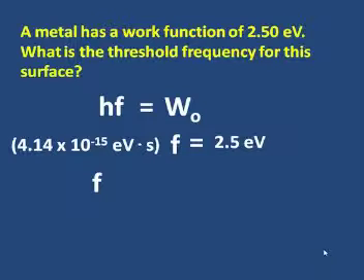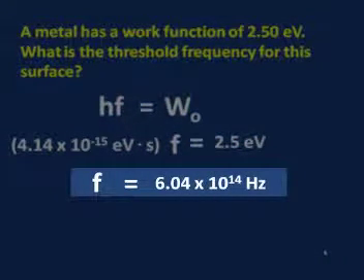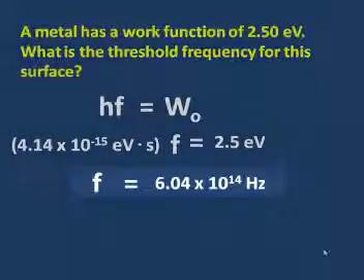Now the electron volts will cancel, and I'll be left with my frequency, and it's 6.04 times 10 to the 14 hertz. Now just study that example. It's an easy one.